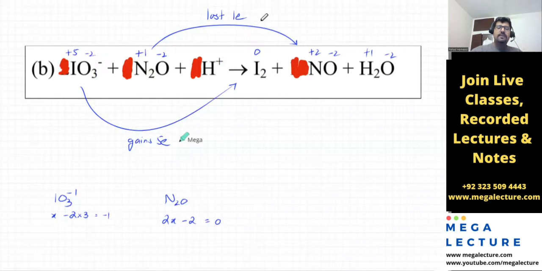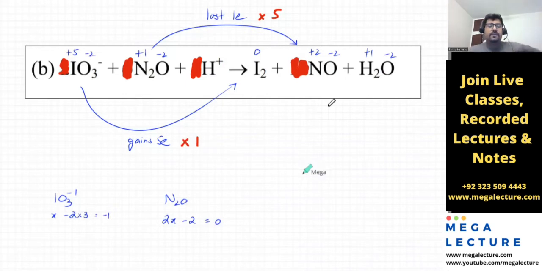What do I multiply with what? Make the number of electrons gained and lost equal, right? So I'm going to multiply this by 5, okay, so multiply this by 5 and multiply the other one by 1.